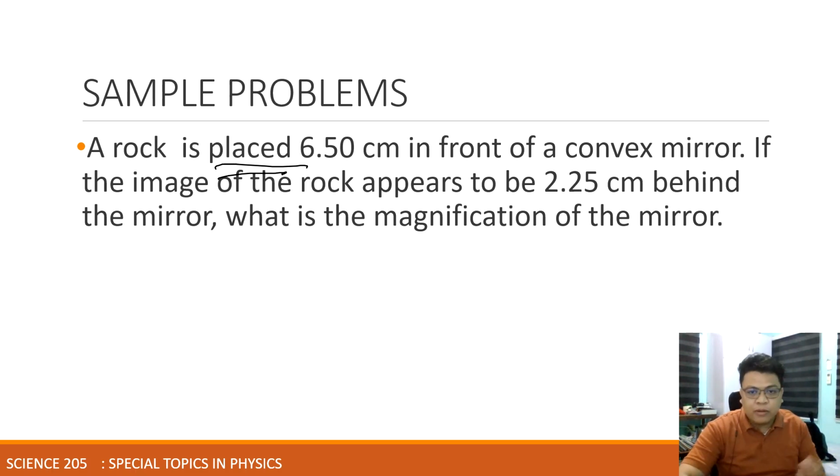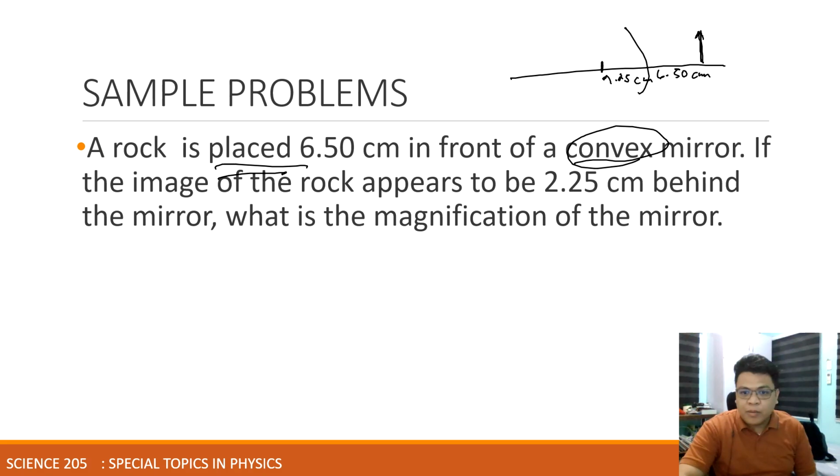When we actually draw this word problem, you have the principal axis and the convex mirror. Our object is placed here with a distance of 6.50 centimeters, and our image is placed 2.25 centimeters behind the mirror. This is our illustration of this problem, and this is why it is distance. So our formula for this is magnification is equal to negative di over do. This is the formula that we need to use. Let's now solve for that.